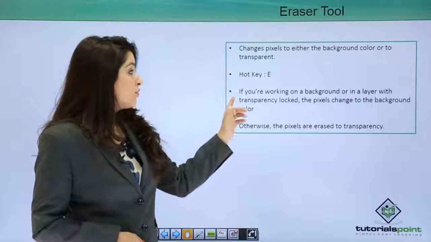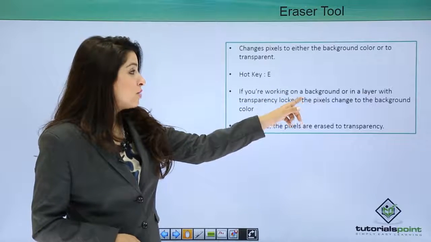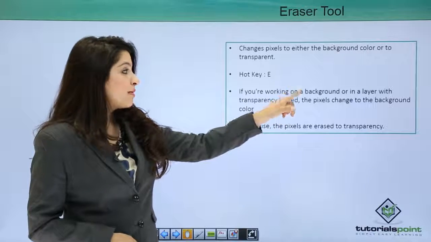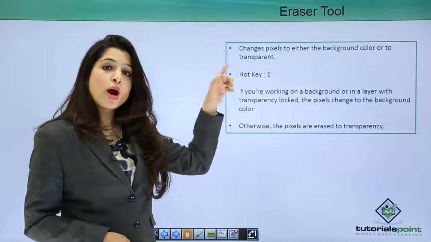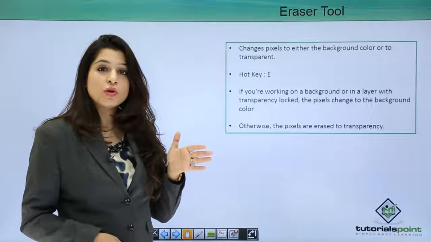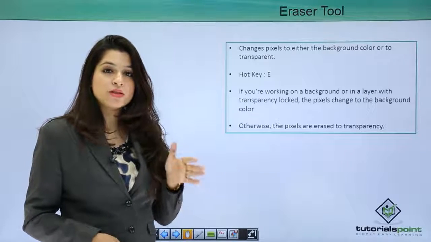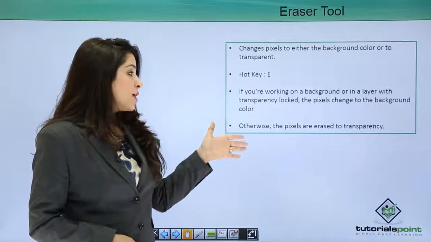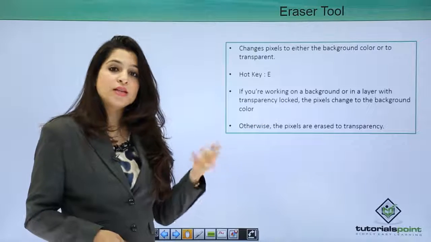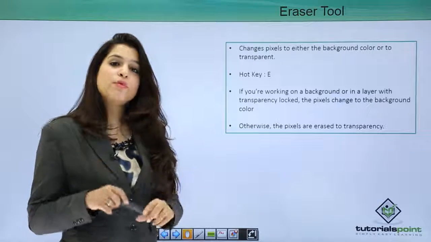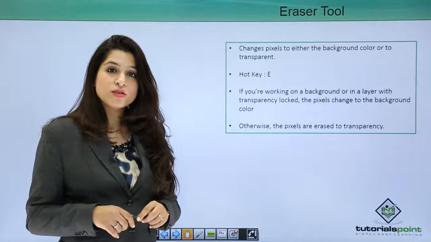But if there is a working background layer behind it, then you will get the background, and if there is no layer behind the image that you're working on, then you will get the transparent pixels. Otherwise, the pixels are erased to transparency like I just told you. So let's move ahead and understand the eraser tool better.